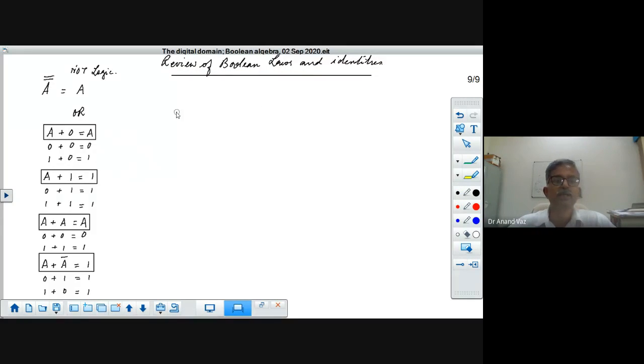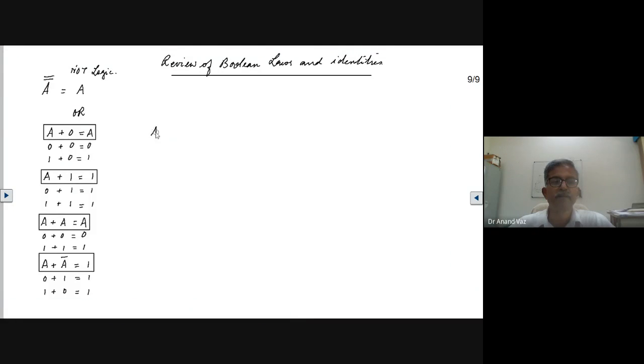So let's take A and 0. If A is 0, you AND it with 0, the output is 0. If A is 1, AND it with 0, the output is also 0. So you can see that if you AND A with 0, the output is going to be 0. This is another identity.